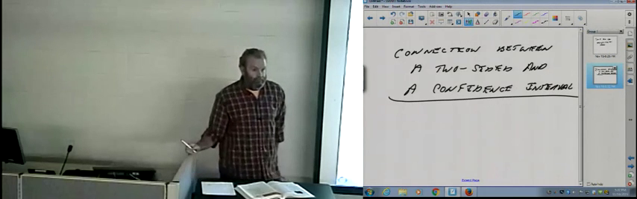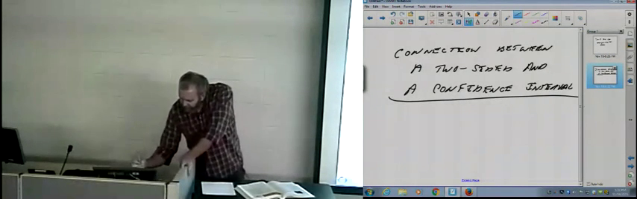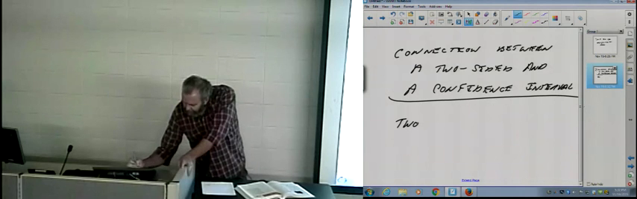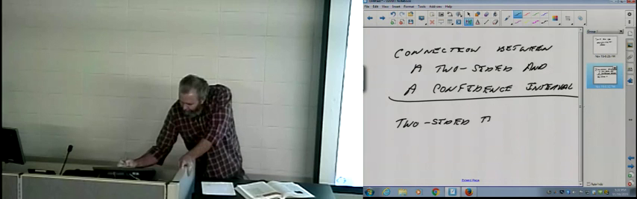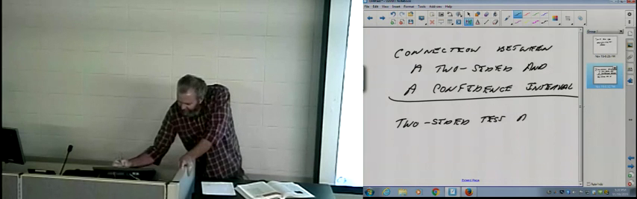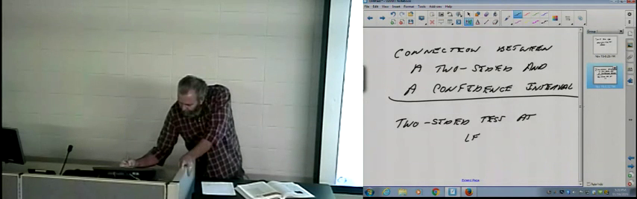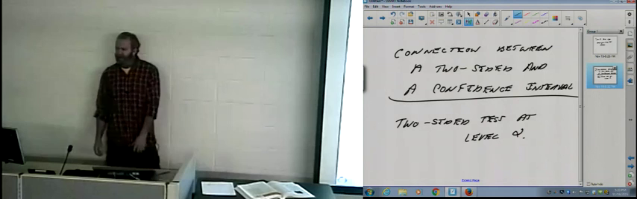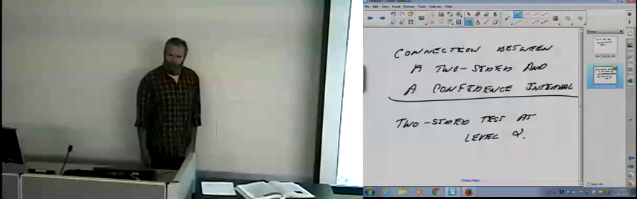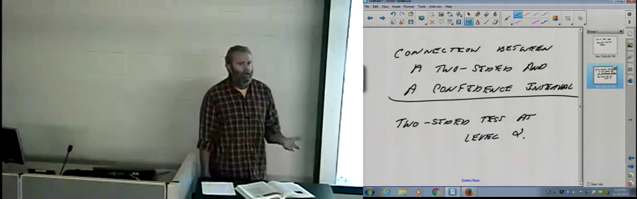Now, here's the deal, all right? The 2-sided test, the not equal to, is at level alpha. So there'll be a significance level there, right? Some percentage, like 1%, 5%, 10%, whatever it is, 0.01, 0.05, 0.10, yeah?